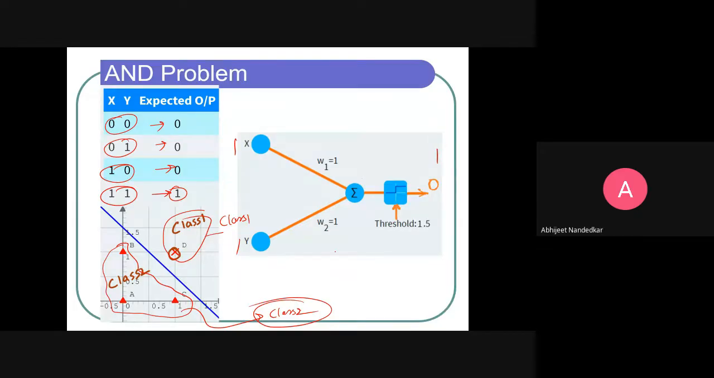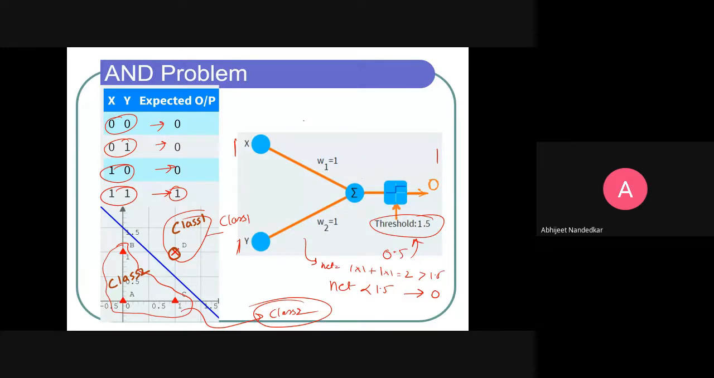Now we can use the same neuron. I'm just changing the threshold from 0.5 to 1.5. If I put 1.5, then you can check: if I have 1 here and 1 here, then the net value is 1 into 1 plus 1 into 1, so that is 2, which is more than 1.5, so the neuron is going to fire and produce a positive result. Whenever I have any other combination, my net is less than 1.5, so the output is 0.